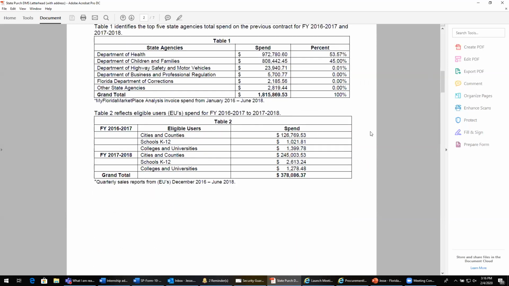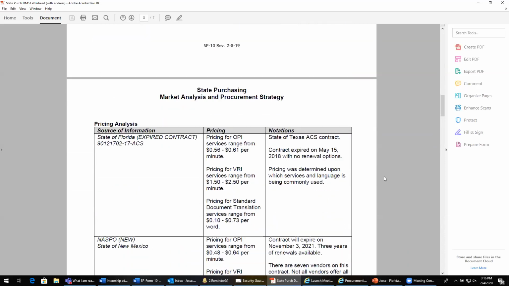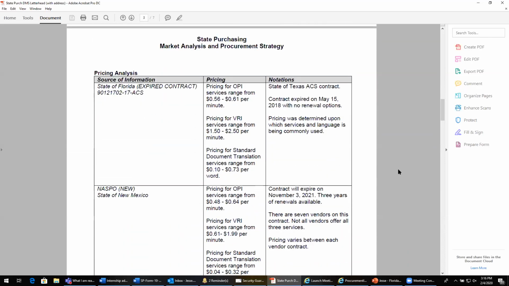And then we look at eligible users. Here in the state of Florida, eligible users are considered to be cities, counties, school districts, universities, et cetera. We also want to provide contract options for them, so we look at that as well in our MAPS process. And then we get into the critical piece of the pricing. We want to look at similar states of size and scope. If we had a current contract in place, are we getting a better rate by reprocuring possibly, or is it a guarantee that pricing is going to go up? So we look at all those factors.